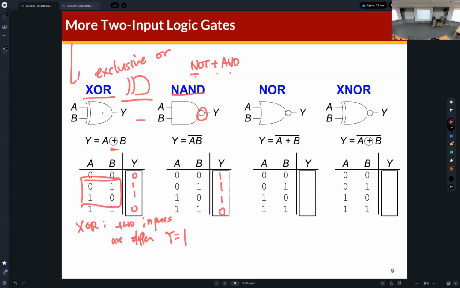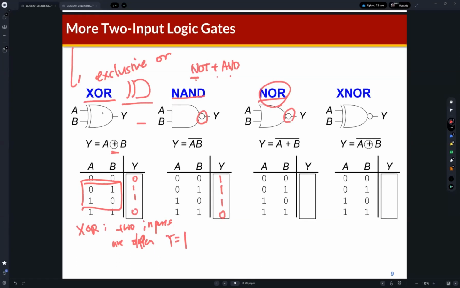And then if you see the NOR gate, it's the same. We can find a bubble here. So the OR operation is inverted with the NOR gate. So this is 1, 0, 0, 0.